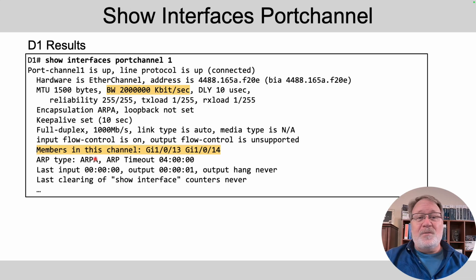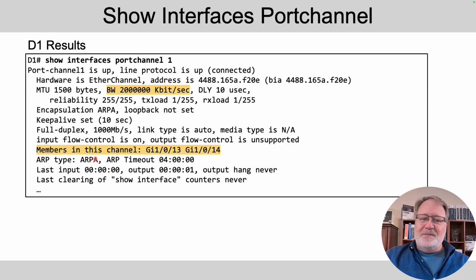Next up, show interfaces port-channel. So IOS dynamically creates this port channel interface. You could have typed it in to create it as well. But you can do a show interfaces port-channel just like you could for any other type of interface. And you get the same kind of stats and information that you would with other interfaces on this same command.